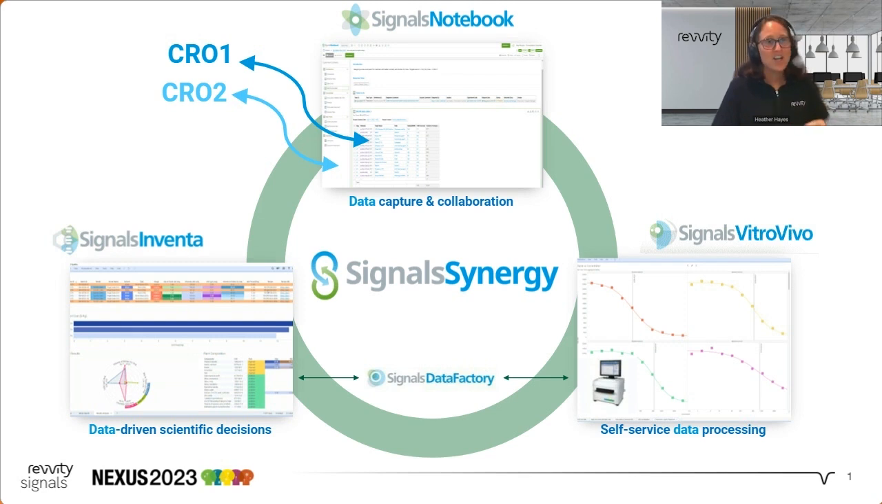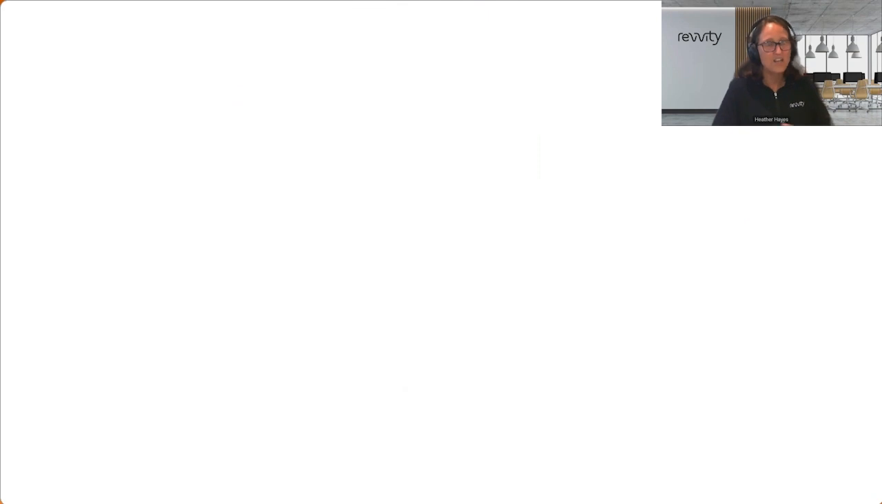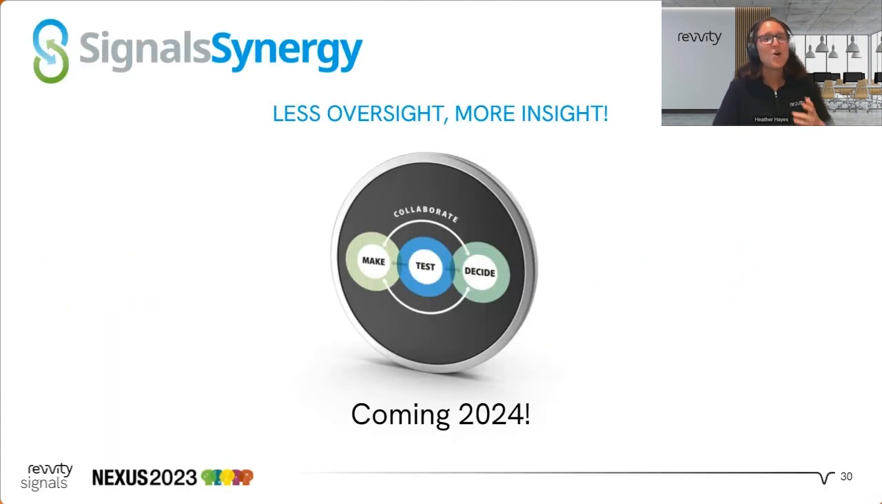And there's a rationalized process for that data exchange to gather that complex data without the need for manual copying and pasting or wasted time and resources. So with Synergy, we're looking forward to delivering less oversight and more insight, and Synergy is coming to Signals in 2024.